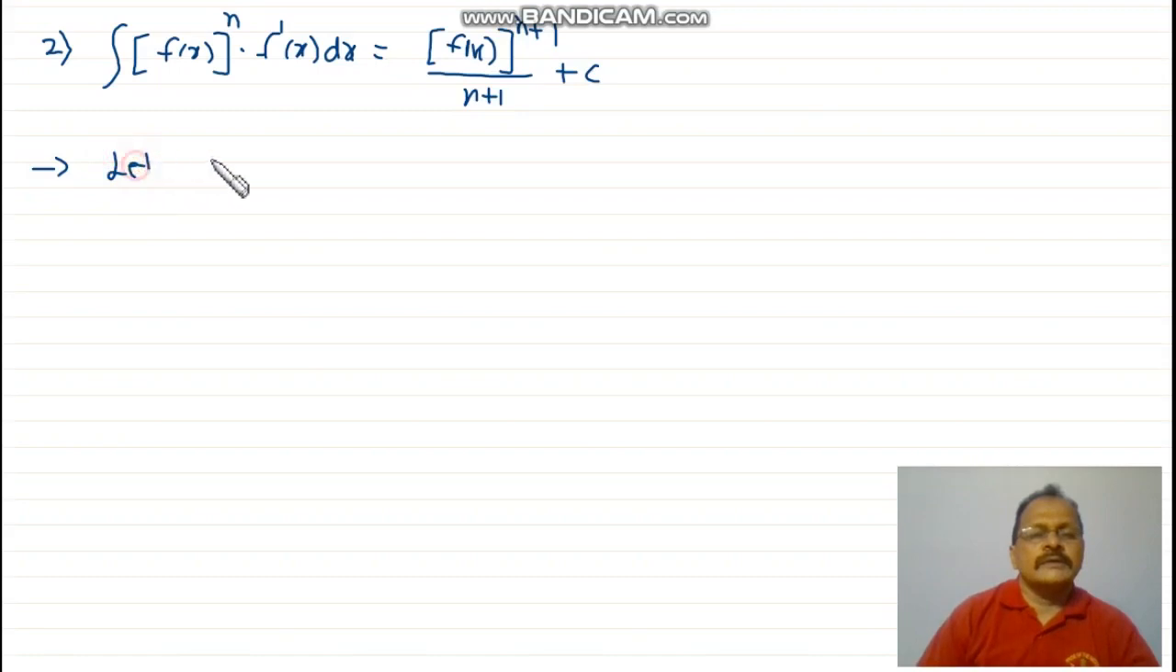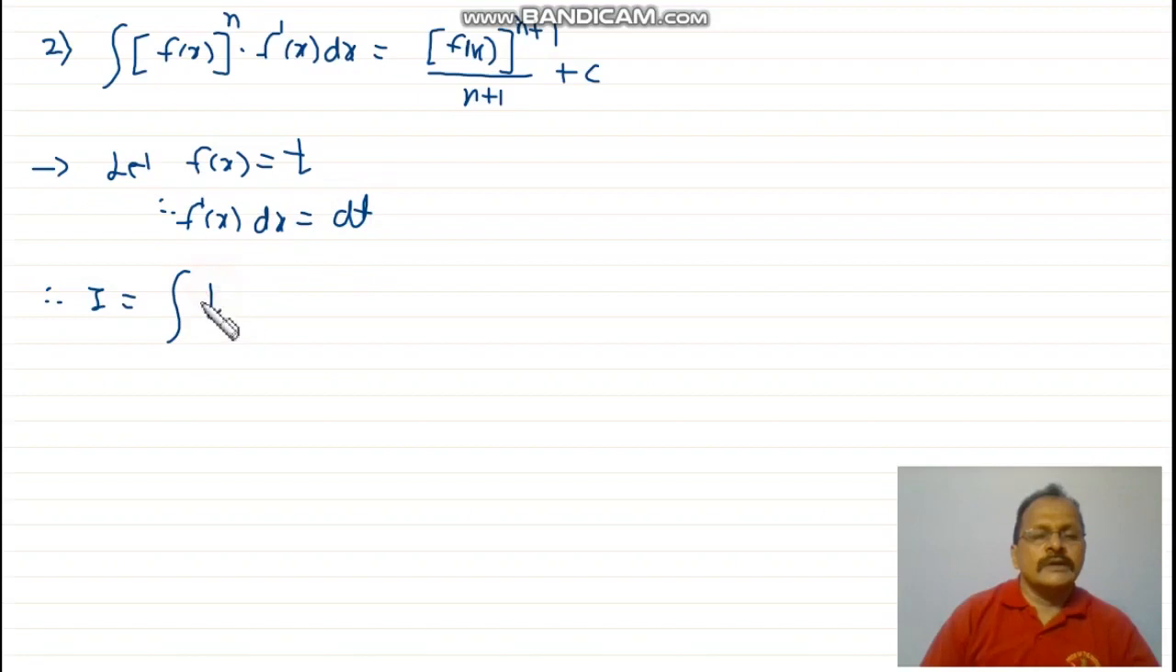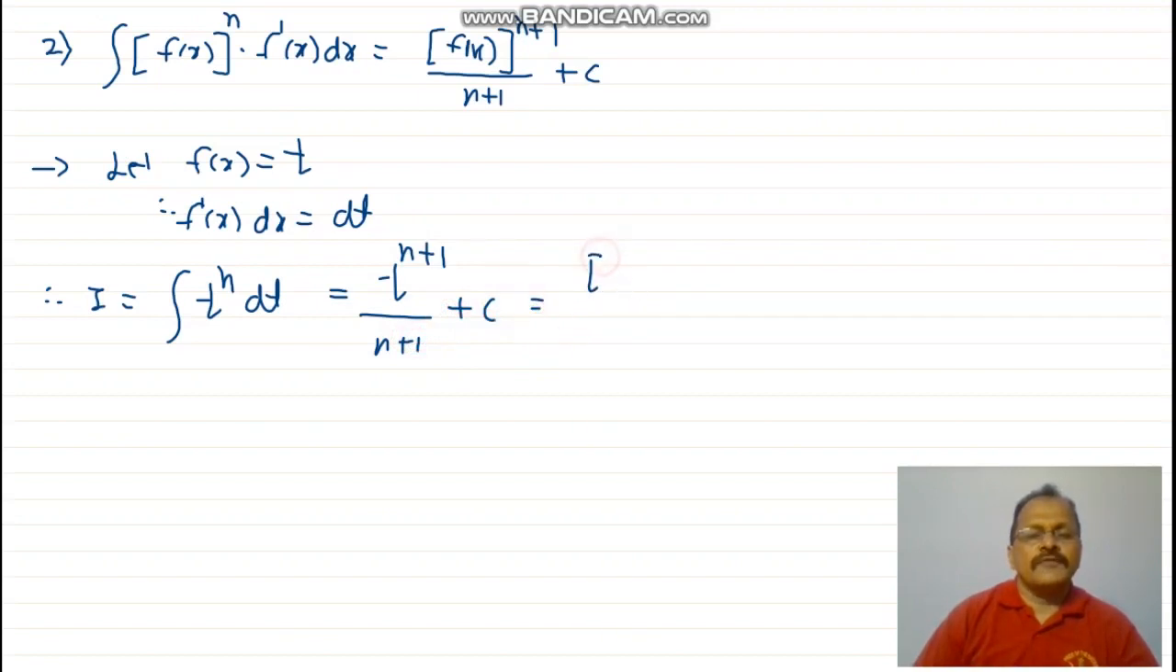Let f(x) is equal to t. Therefore, on differentiation we get f dash x dx is equal to dt, and therefore I equal to integration t raised to n times dt equal to t raised to n plus 1 upon n plus 1 plus c, equal to f(x) raised to n plus 1 upon n plus 1 plus c.